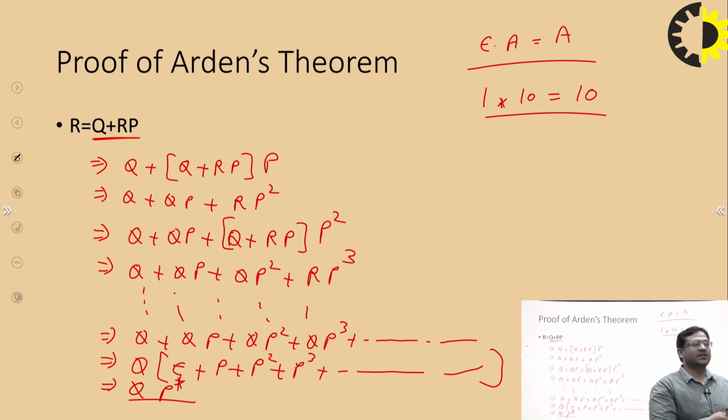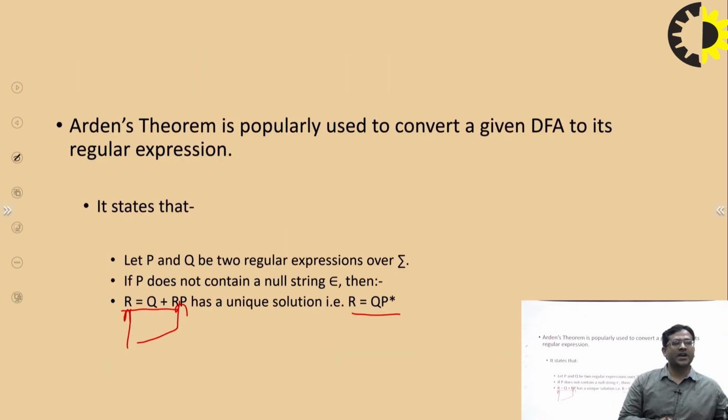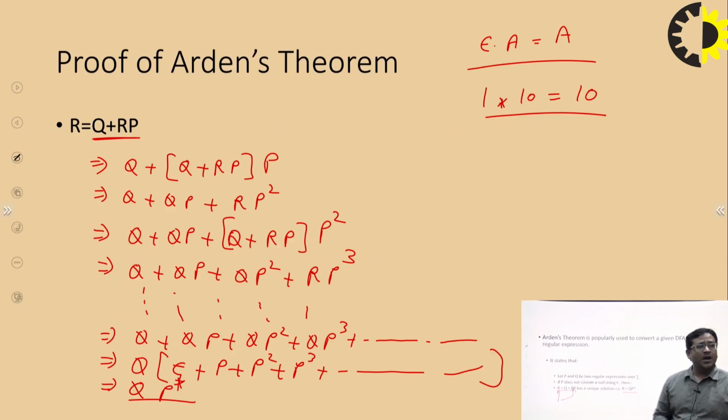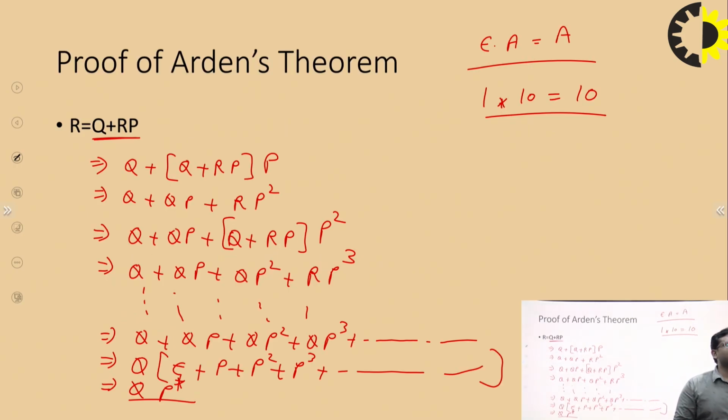Okay. So initially we discussed what the Arden theorem is. Arden theorem states that if an expression is R is equal to Q plus RP, then it has a unique solution, that is R is equal to QP star. How can you prove this? In the proving method, R is equal to Q plus RP, and we can use the recursion method. We can put in the values, and at the end we get the answer, that is QP star.